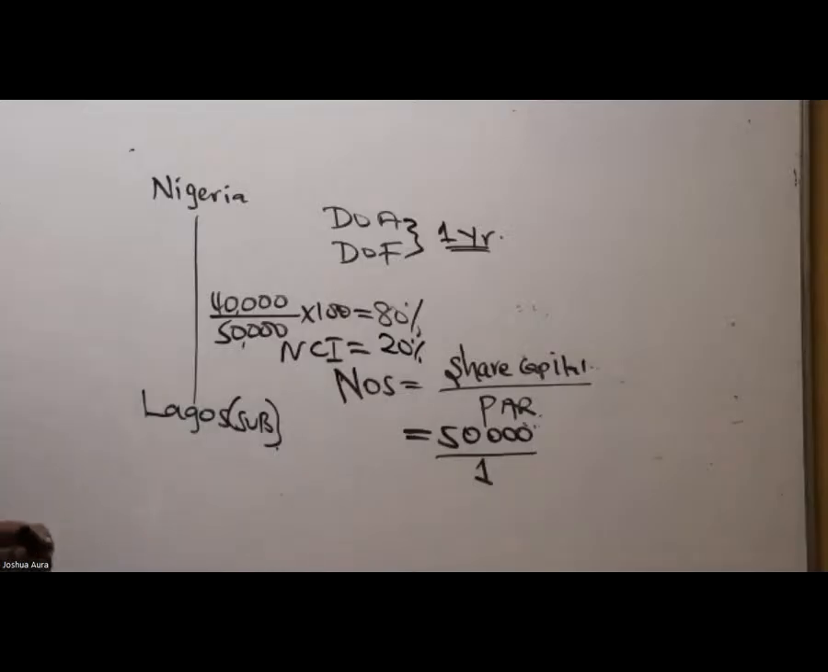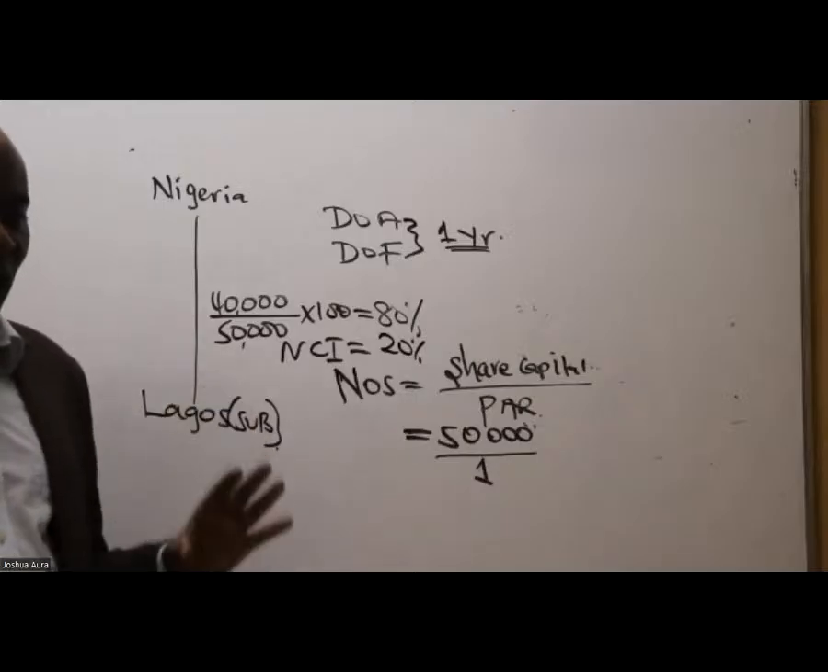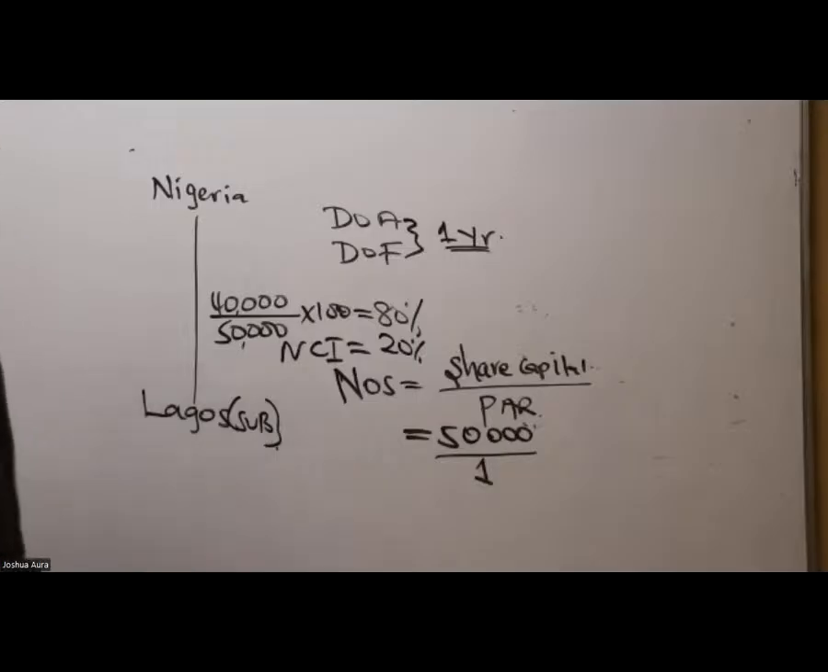Now, ladies and gentlemen, after doing this group structure, what do you think will be the next thing to be done? After the group structure, please give me the next step. Goodwill? No. Pro forma. Go to the pro forma statement, not the PAP.